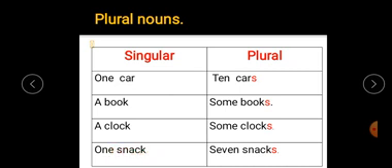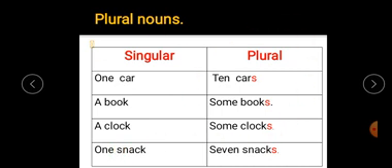Snack. Can you see how I'm blending the sounds together? I take the sounds one after the other, sound the letters one after the other, and I put them together. Sn. Snack. One snack. S-E-V-E-N. 7. 7 snacks. Because it is obviously more than one. Can you see the singular words and the plural words?